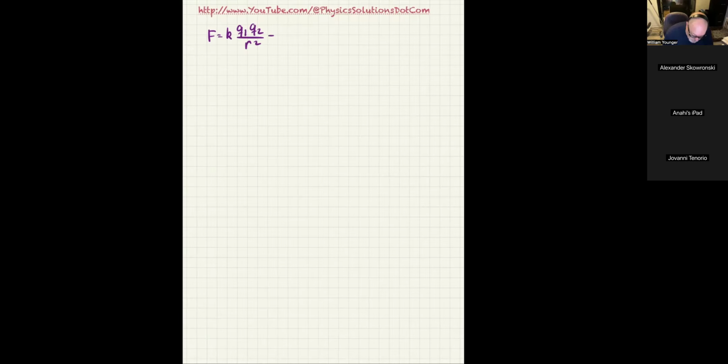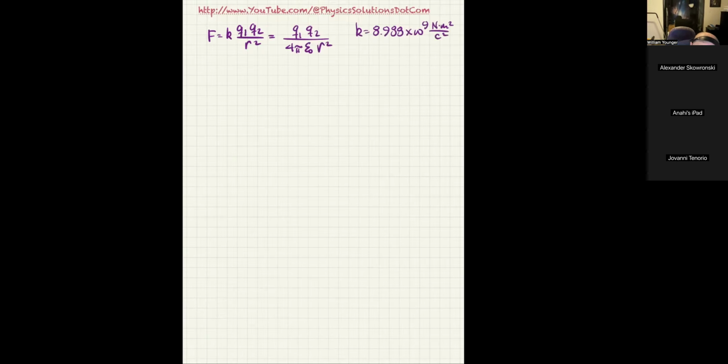This can also be written with the more traditional constant, in which case you get Q1 Q2 over 4 pi epsilon naught r squared. And now I'll go ahead and write that K is 8.988 times 10 to the ninth Newton meters squared per Coulomb squared.